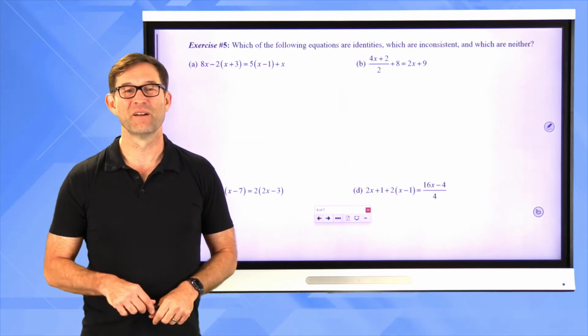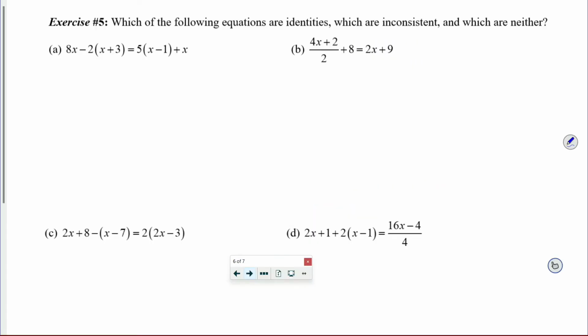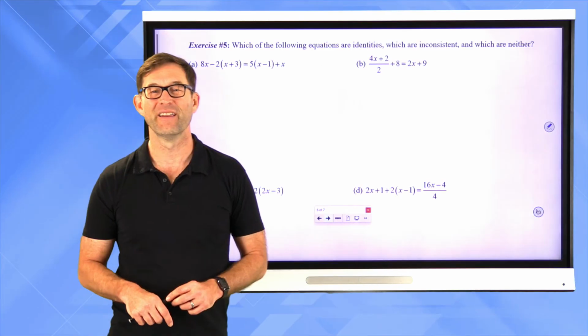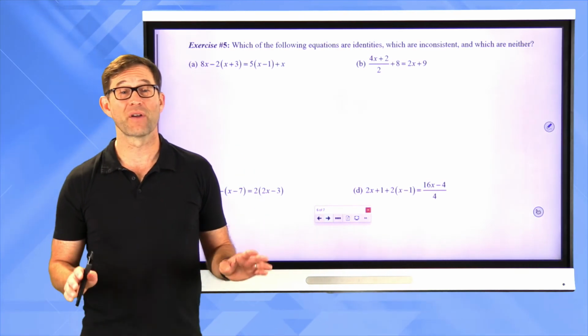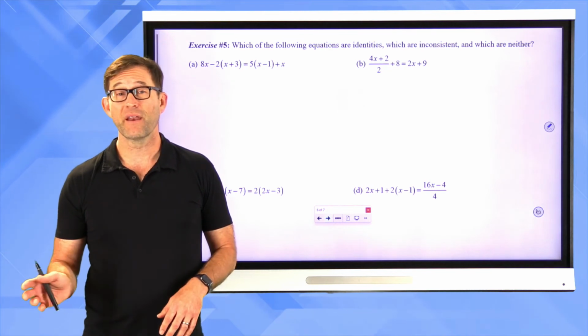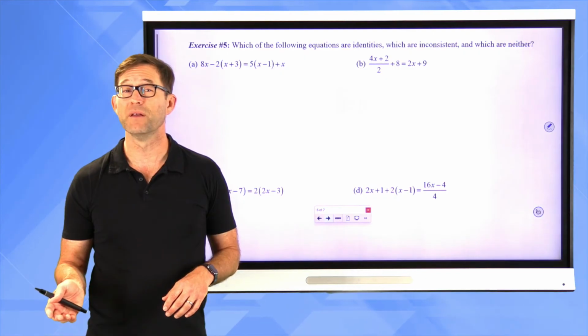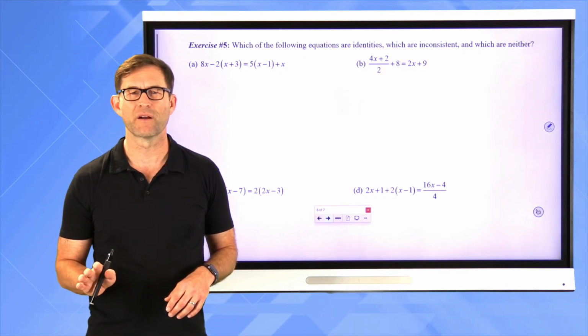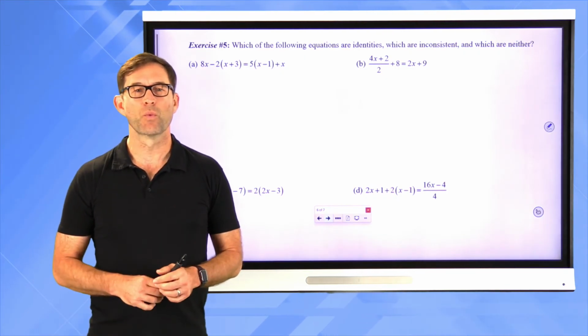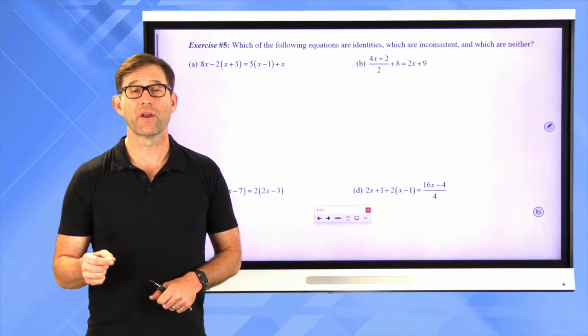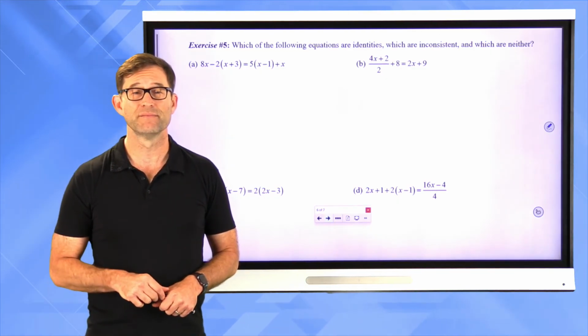Now, exercise number 5. Which of the following equations are identities, which are inconsistent, and which are neither? All right, so I've got kind of a nice mix here. I've got 4 equations. Some of them are identities, some of them are inconsistent, and some of them might be neither. Might be. Who knows? Maybe I didn't have any of those in there. Anyway, what I'd like you to do is work through letter A and see if you can figure out which one it is.